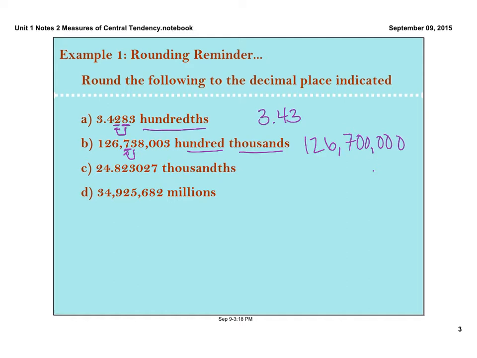The thousandths place, remember that the THS at the end means that you're behind the decimal point. So 24.823027. I want to look at the thousandths place. So this is the tenths, this is the hundredths, this is the thousandths. So I need to look at that 0 and round to the 3. And I'm going to keep it the same. So 24.823 there.